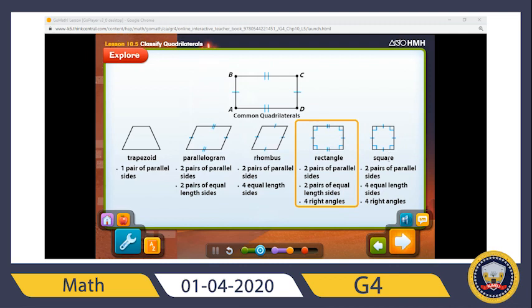What about the square? A square has 2 pairs of parallel sides, like you see here, and 4 equal length sides, 4 right angles. All the sides are equal length and there are 4 right angles. Okay?